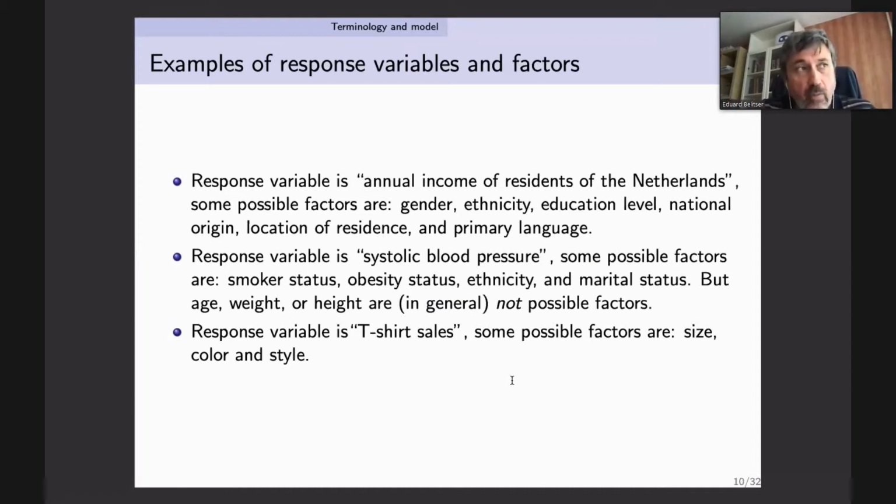When we include both factors and continuous variables, and that's exactly what we're going to treat in the third lecture, then we are not in the setting of ANOVA, we are in the setting of ANCOVA. ANCOVA is basically a combination of factors and continuous variables.